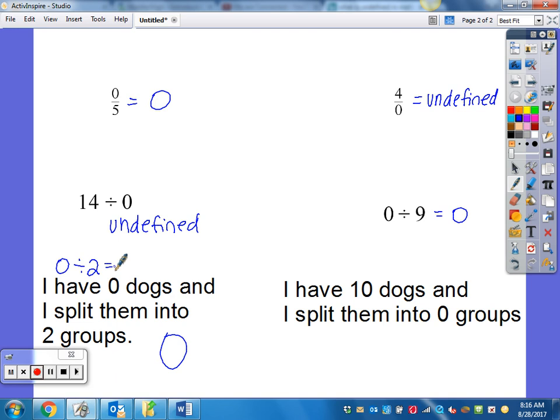For the last one, I have 10 dogs, and I split them into 0 groups. If you have 10 dogs, then you have at least one group of dogs. You can't split them into 0 groups. You would at least keep them as one group. You cannot do 10 divided by 0 because in math you are not allowed to divide by 0. So in that case, this answer is undefined.